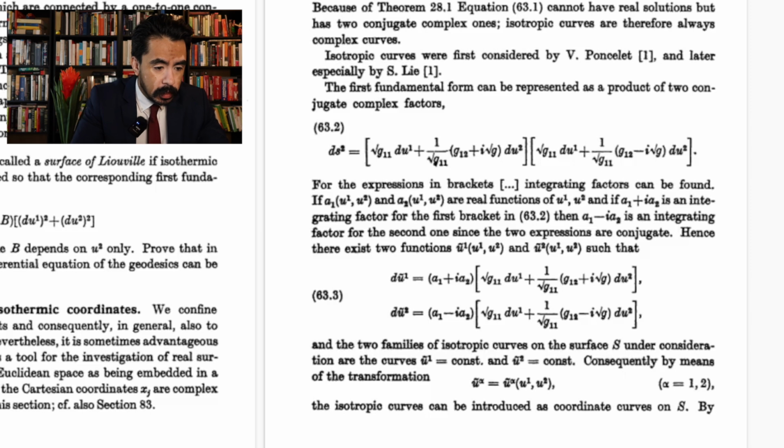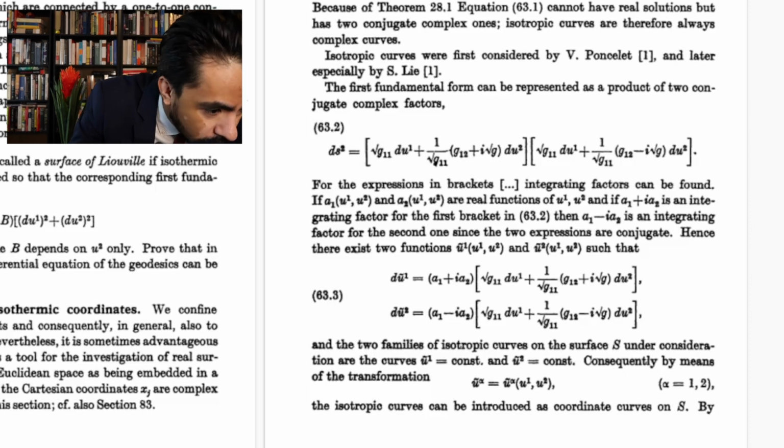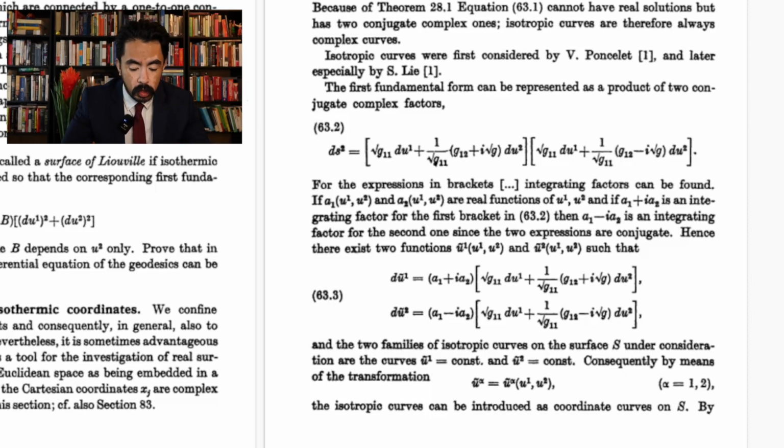That is, ds squared equals the quantity [square root of g_11 times du1 plus 1 over the square root of g_11 times the quantity g_12 plus i times the square root of g] times du2, and then times another quantity, [square root of g_11 times du1 plus 1 over the square root of g_11 times the quantity g_12 minus i times the square root of g] times du2.